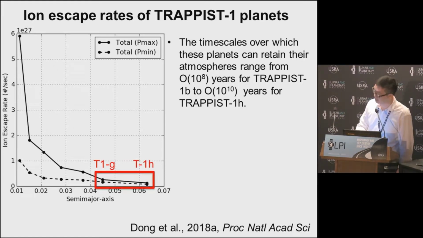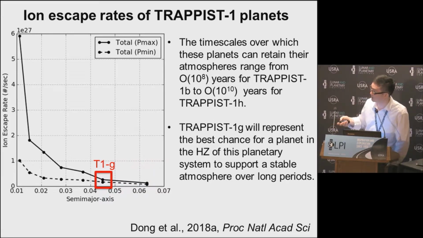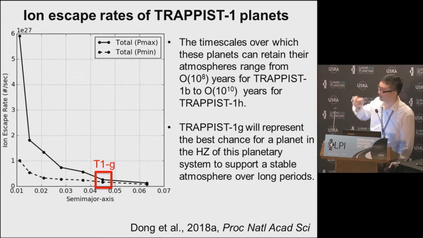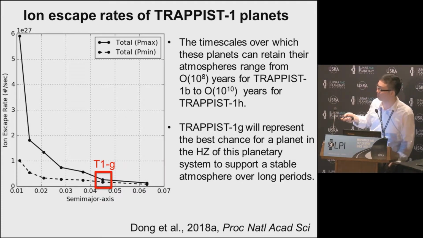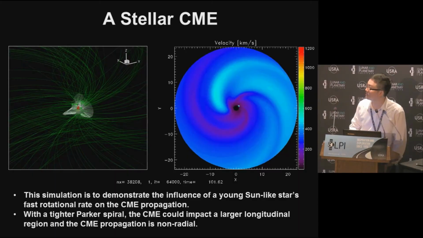And based on the ion escape rate, we find only TRAPPIST-1G and H have the potential to be habitable. However, TRAPPIST-1H is not in the habitable zone of the TRAPPIST-1 system, so we argue TRAPPIST-1G will represent the best chance for a planet in the habitable zone of this system to support a stable atmosphere over long periods.